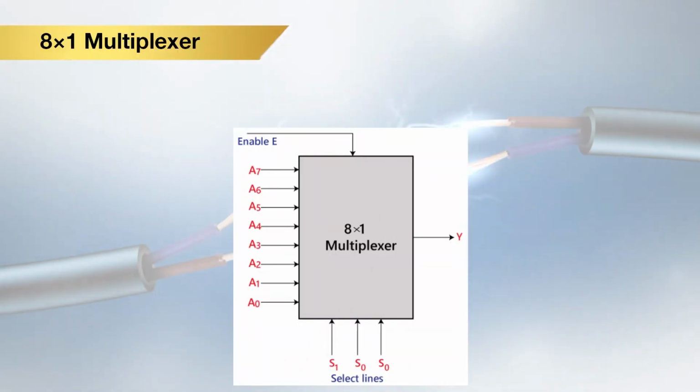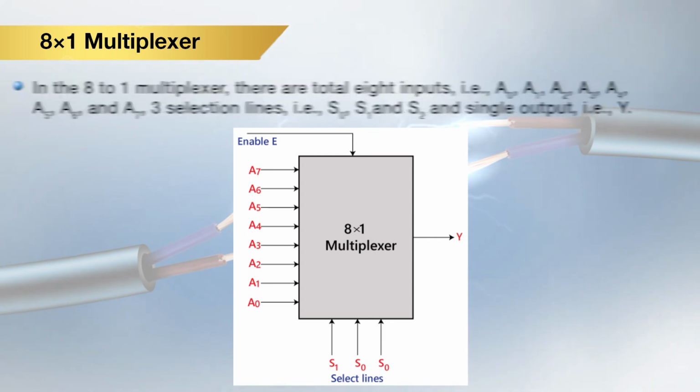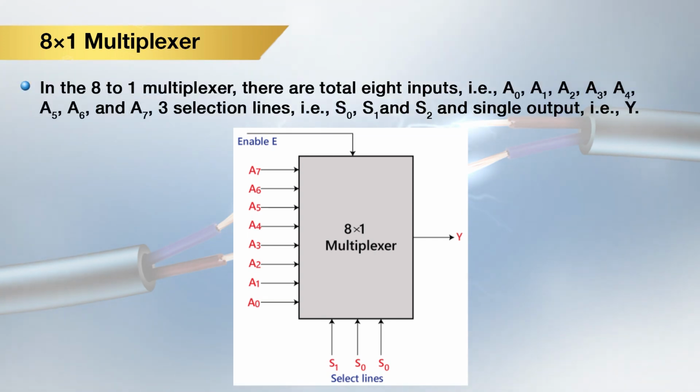So, let us discuss the 8x1 multiplexer. In an 8x1 multiplexer, there are a total of 8 inputs, that is A0, A1, A2, A3, A4, A5, A6 and A7.